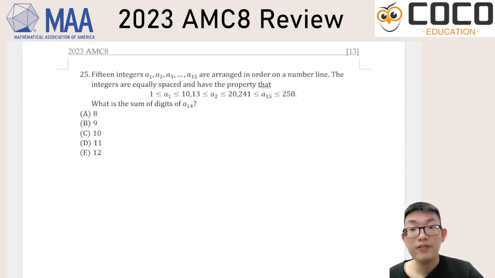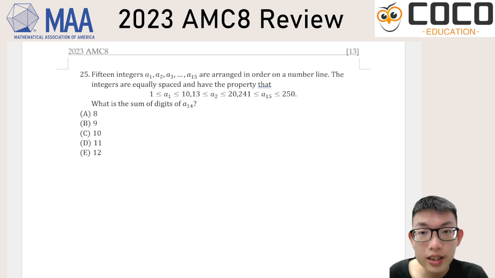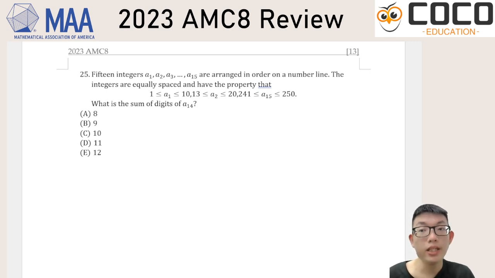Last problem. 15 integers A1, A2, A3 to A15 are arranged in order on a number line. The integers are equally spaced. Okay. They have the property that A1 is from 1 to 10, A2 is from 13 to 20, and 241 to 250 is the range for A15. What is the sum of digits of A14?